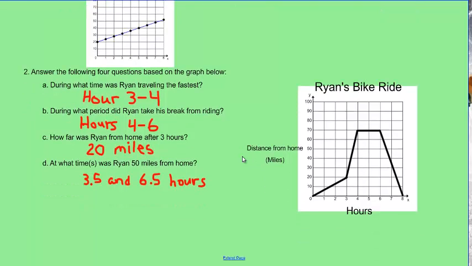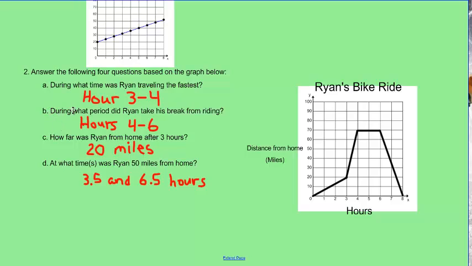If we look down below at the 4 questions based on the graph where we're analyzing, the first question is, during what time was Ryan traveling the fastest? Well, we look at our graph and we look for the spot where the graph is increasing at the highest rate. Ryan would be traveling the fastest between hours 3 and 4 because he covers 50 miles during that time.